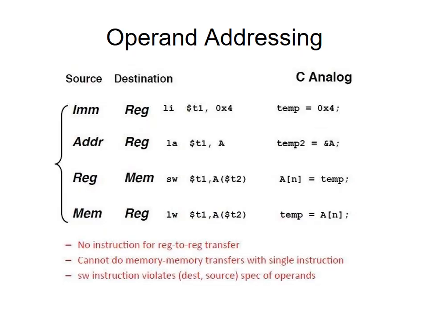Here are some restrictions for operand addressing that can violate the MIPS architecture instructions. The first one is no instruction for register to register transfer, that means register to register transfer cannot occur. Then you cannot do memory to memory transfer with a single instruction. And the final one is SW, that means the store word instruction violates the operands.